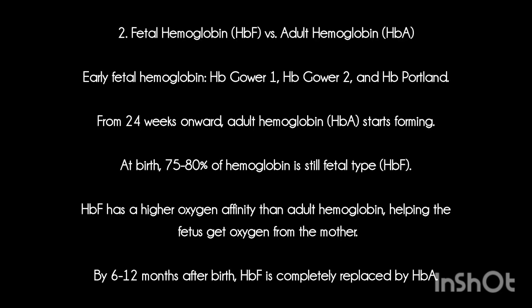2. Fetal hemoglobin (HbF) versus adult hemoglobin (HbA). Early fetal hemoglobin: HB Gower 1, HB Gower 2, and HB Portland. From 24 weeks onward, adult hemoglobin (HbA) starts forming. At birth, 75–80% of hemoglobin is still fetal type HbF. HbF has a higher oxygen affinity than adult hemoglobin, helping the fetus get oxygen from the mother. By 6 to 12 months after birth, HbF is completely replaced by HbA.